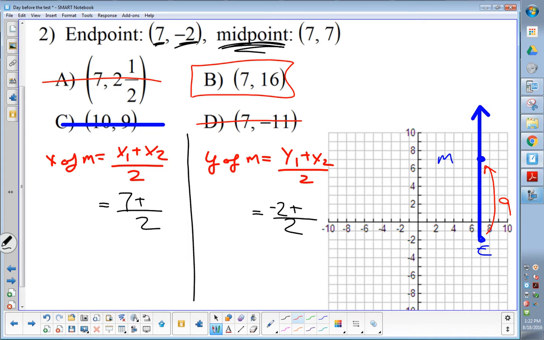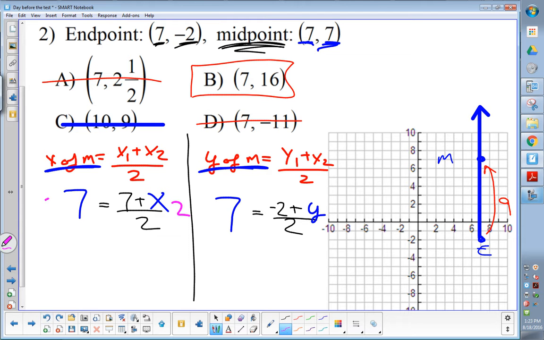This 7 right here is the midpoint. It's going right there. This is what I'm looking for. I'm sorry, that's an x. That is what I'm looking for. Over here, this 7 right here is going in for the midpoint of my y. So it's going to be equal to 7. This is what I'm looking for.